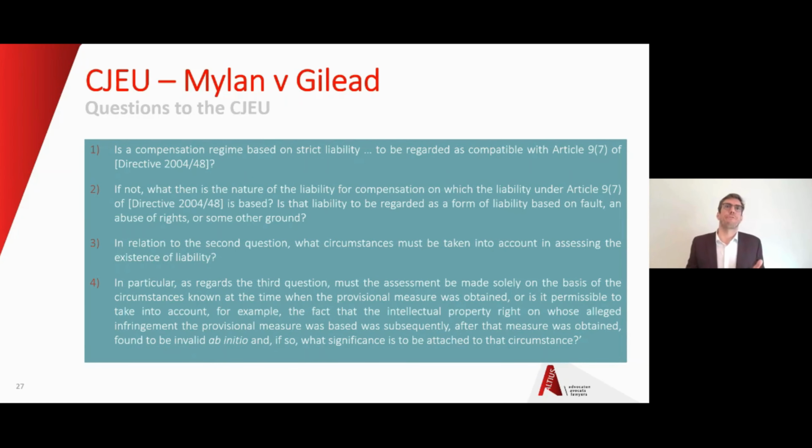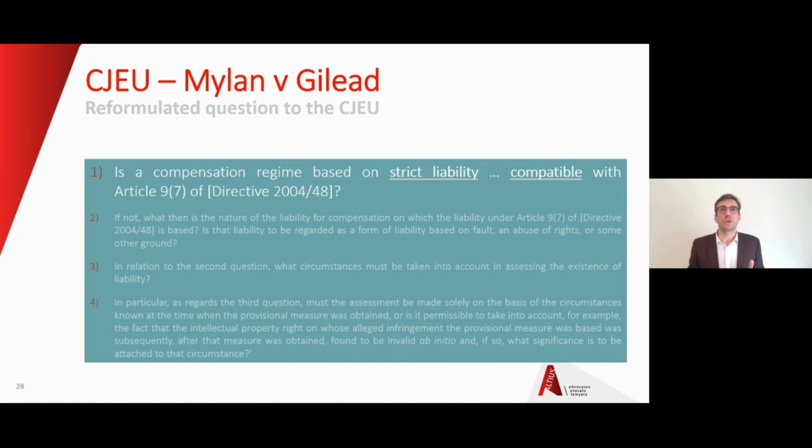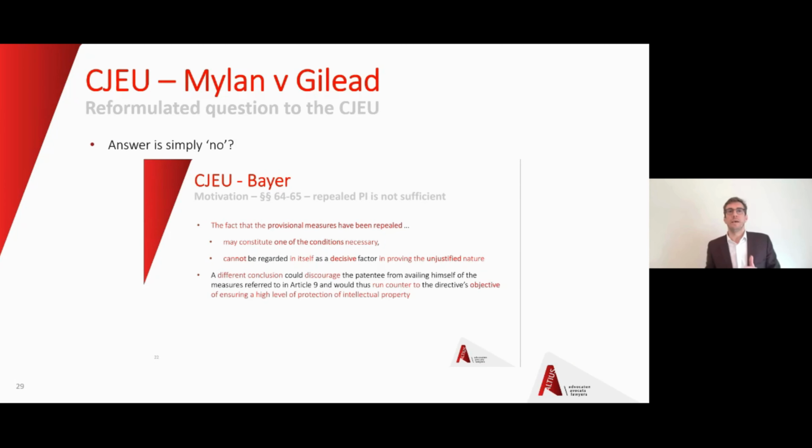A number of questions were referred to the CJEU, and these questions actually already show, which I think was also the expectation of the majority in legal doctrine, that perhaps the court also expected a strict liability regime not to comply with Article 9.7 of the Enforcement Directive. But eventually the court only answered this first question because, as we will see, the court actually concluded that a strict liability regime under particular circumstances can be in line with the Enforcement Directive. As I said, we thought the answer would simply be no.